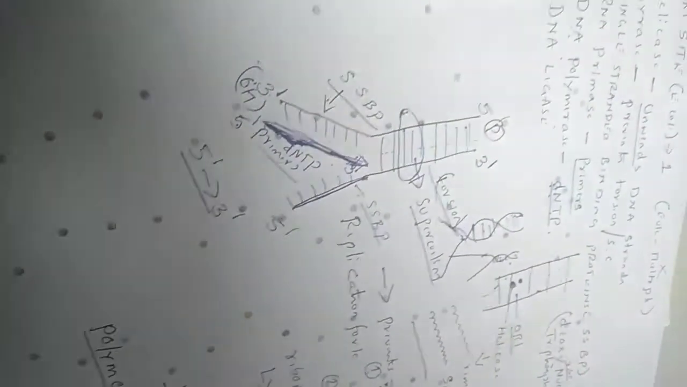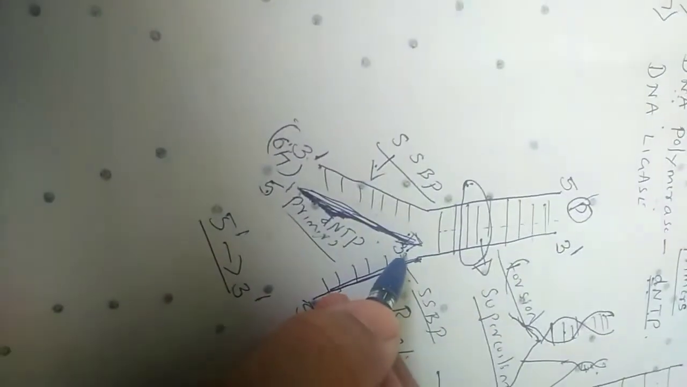What is the meaning of polymer? Polymer means a long chain. Correct, a long chain of DNA, that is a polymer. Even protein is also a polymer, made up of different types of amino acids. Done, very simple. Once it is done, we have to go to the other side.